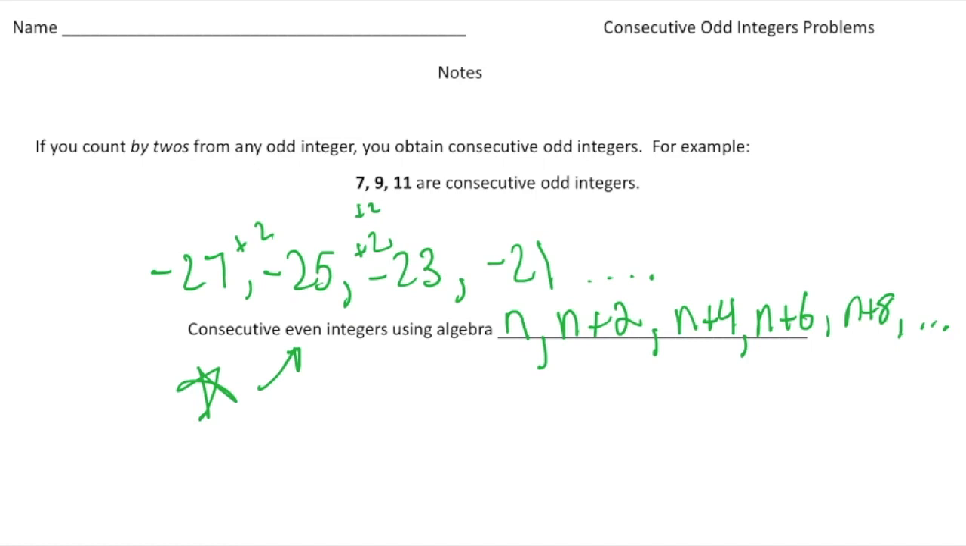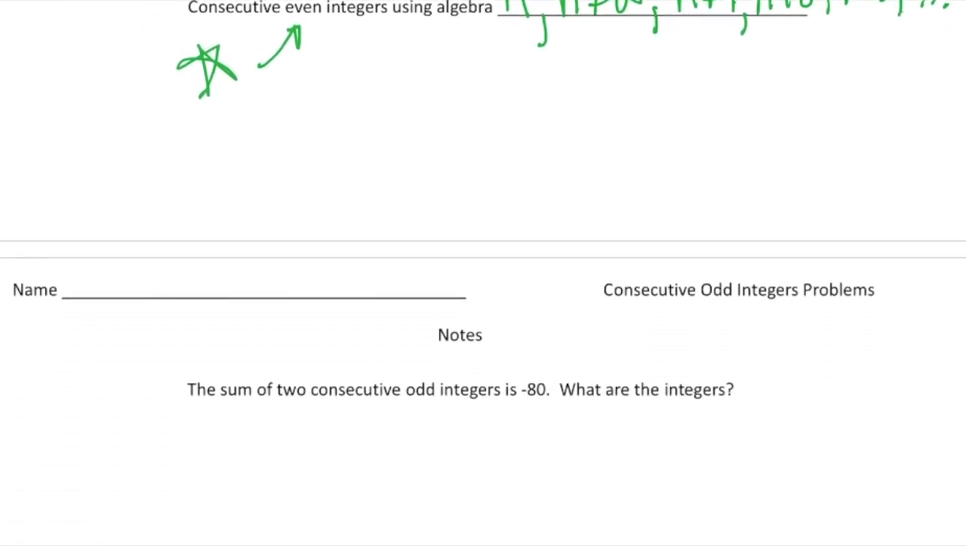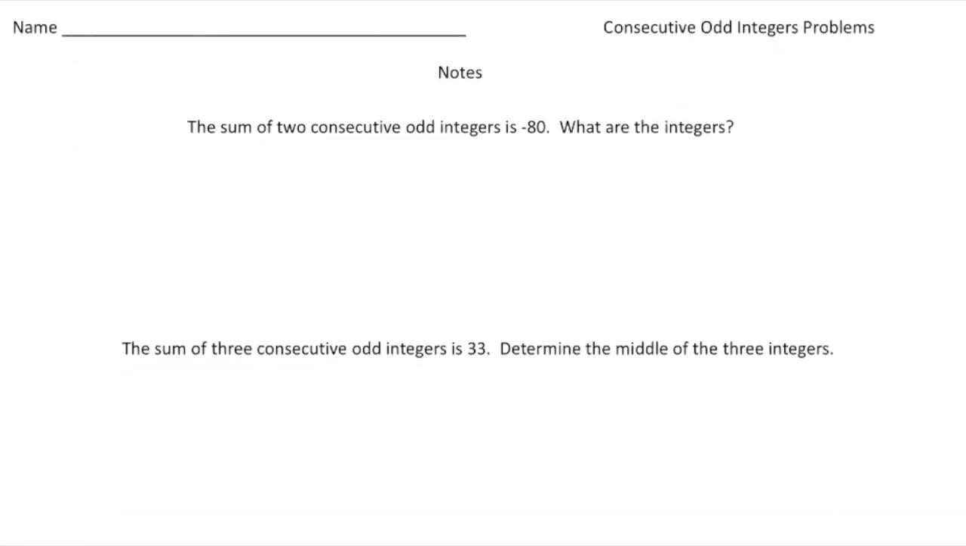So let's try a couple problems. Why don't you turn the page, and take a look at this first one here. Alright? It says the sum of two consecutive odd integers is negative 80. What are the integers? Okay, so again, we know we have two integers. They're consecutive and they're odd, that add up to negative 80. And notice they don't give us the first one.